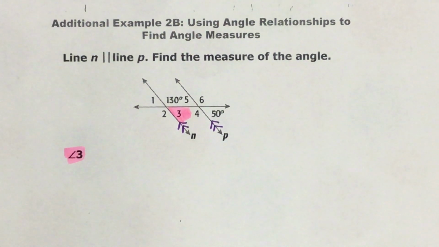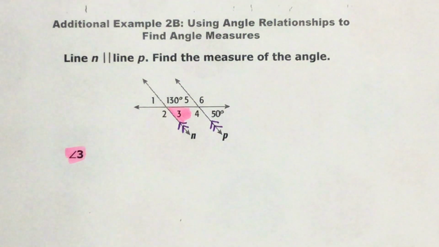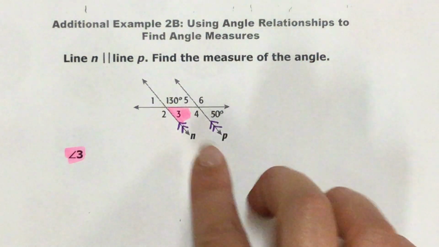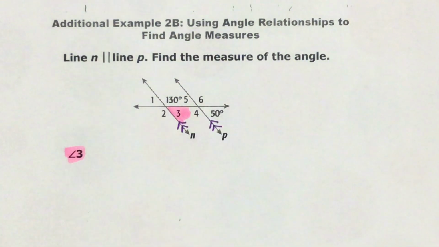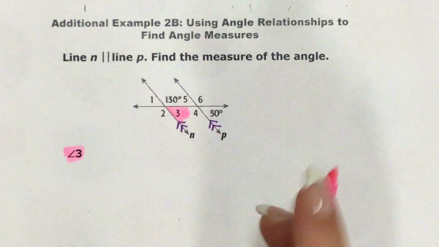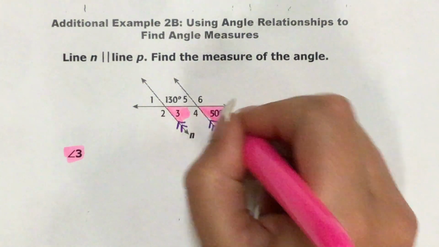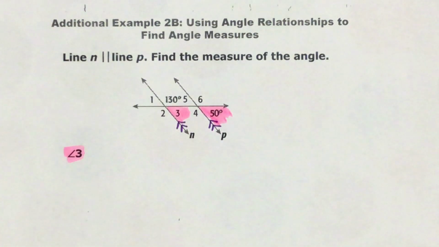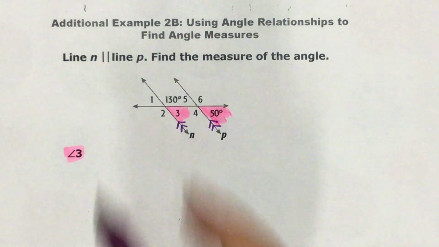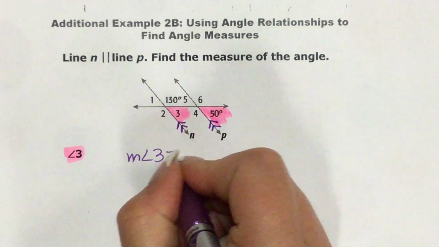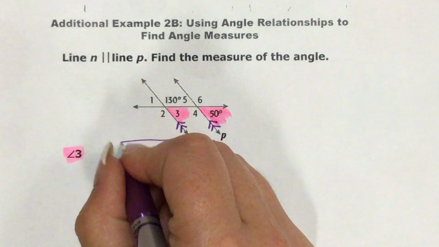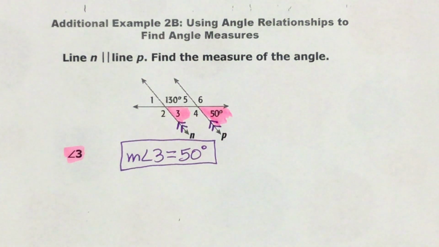How would we determine what the measure of angle 3 is? Well, we have 130 here and we have 50. What do you notice about 3 and 50? These lines are parallel and they're on the same side of this transversal. One is interior, one is exterior. So you know what that means? They're corresponding angles, which means they're congruent. That means the measure of angle 3 is equal to 50 degrees because of corresponding angles. All right, pretty cool. Let's go on to the next example.